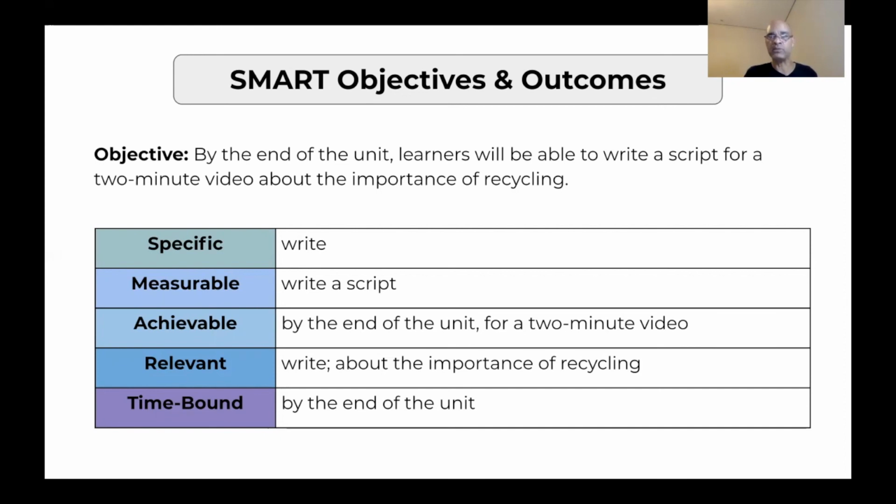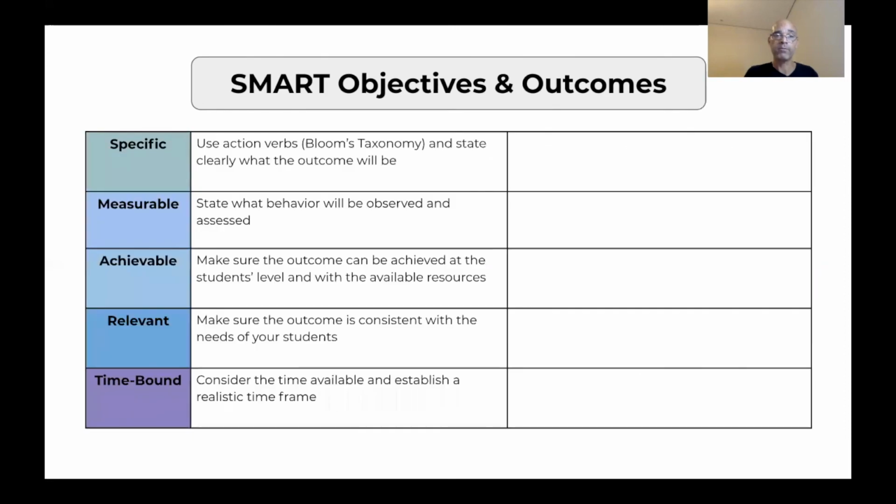So how do I write objectives using this SMART approach? Well, there are some questions here to guide you. You want to know if outcomes are specific, make sure you use action verbs and that the outcome is clear. If you want to know that they're measurable, state the behavior. Make sure that the verb is there, the right verb. You want to know if they're achievable, make sure that it is at the student's level and they have the resources they need.